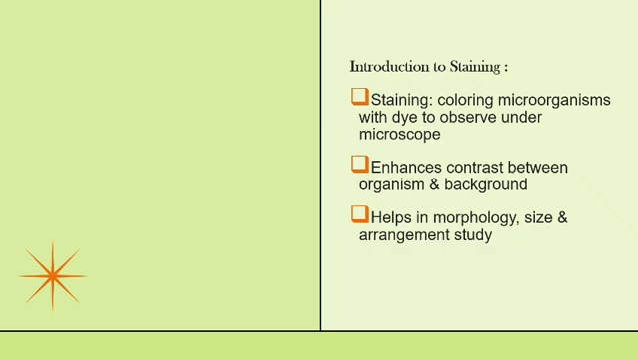We started with an introduction to staining. Staining is basically coloring microbes with dye to observe them under a microscope. It enhances contrast between the organism and the background. It also helps to observe or identify the morphology, size, shape, and arrangement of microbes.